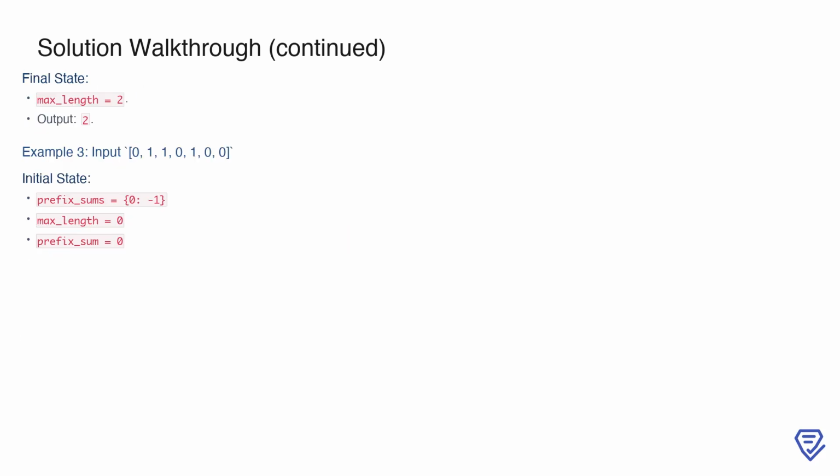In this slide, we conclude the second example, where the max_length remains 2, and the output is 2. Now, let's move on to a more complex example with the input [0, 1, 1, 0, 1, 0, 0]. Once again, we initialize prefix_sums with {0: -1} to track prefix sums, set max_length to 0, and start prefix_sum at 0. With this setup, we're ready to analyze the array step by step to find the longest contiguous subarray with equal numbers of zeros and ones.